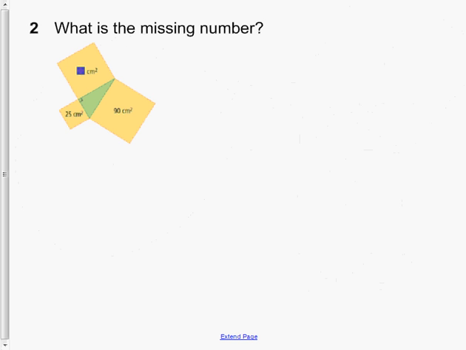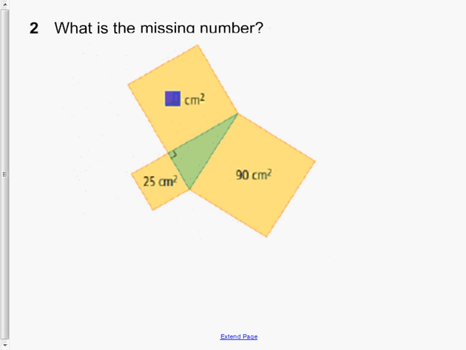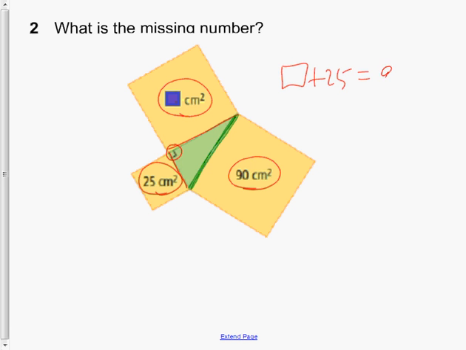In the next question, however, too many people got it wrong. Because if you look at this one, if I was to draw a red line on the legs, this is a leg and this is a leg, because there's my 90-degree angle. So those two red lines are legs. And if I drew a green line, this green line here would be the hypotenuse. So the area of this square plus the area of this square equals the area of this square. So therefore, it's what number plus 25 equals 90?